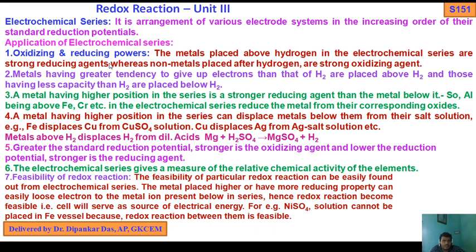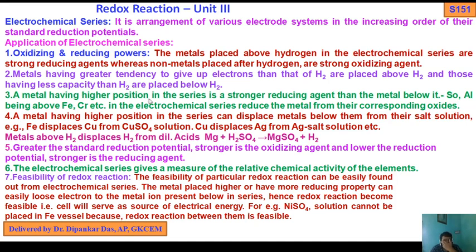Okay, so again I tell you the applications of the electrochemical series. The metals placed above hydrogen in the electrochemical series are strong reducing agents, whereas non-metals placed after hydrogen are strong oxidizing agents. Metals having a greater tendency to give up electrons than hydrogen are placed above hydrogen, and those having less capacity than hydrogen are placed below H2.